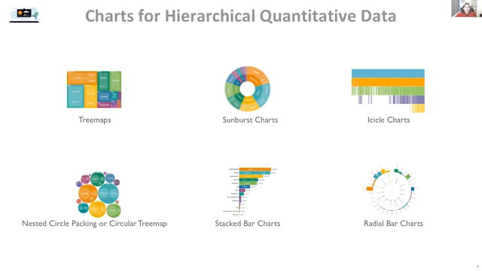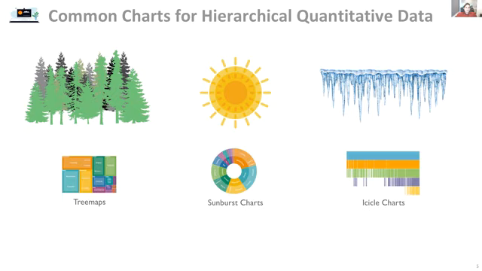There are many charts for visualizing hierarchical quantitative data. Here I'm showing 6 of these chart types, namely tree maps, sunburst charts, icicle charts, nested circle packing or circular tree map, stack bar charts, and radial bar charts. Out of these 6 chart types, we want to focus on 3 of them, namely tree maps, sunburst charts, and icicle charts.